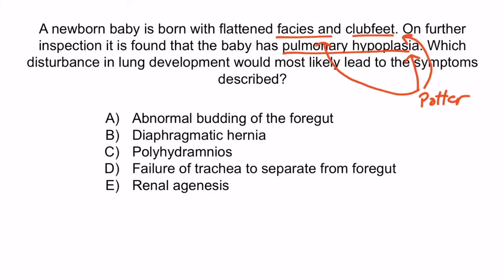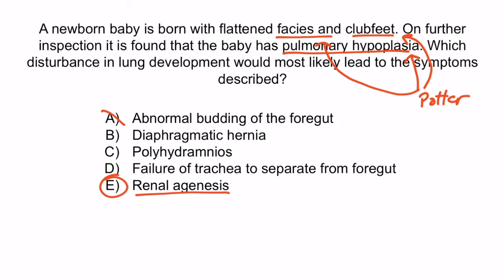All of these are symptoms of Potter sequence, also called Potter syndrome. The inciting event leading to Potter syndrome or Potter sequence is a problem excreting urine into the amniotic fluid. And of these 5 options, the only option that describes this is renal agenesis, which is choice E.